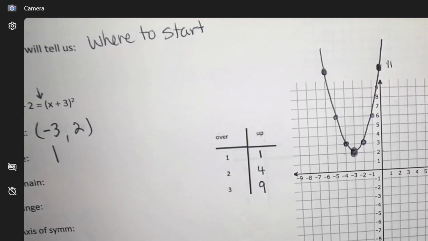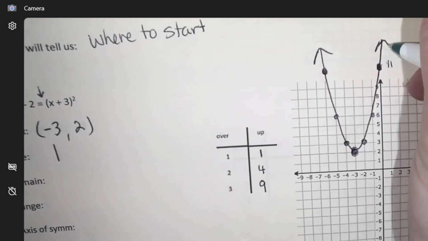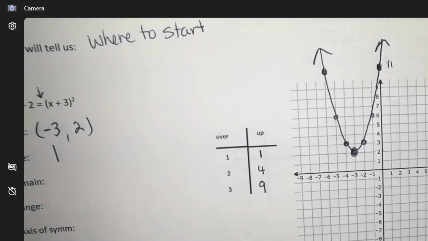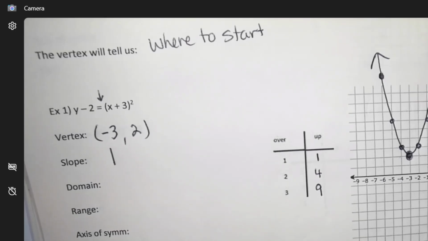And what should I put at the ends? What's important? Arrows, because it will keep going. All right. Domain. So do you remember domain word said what's going on with x? So when we talk about x, we have to discuss it as left to right. Has to be that way.